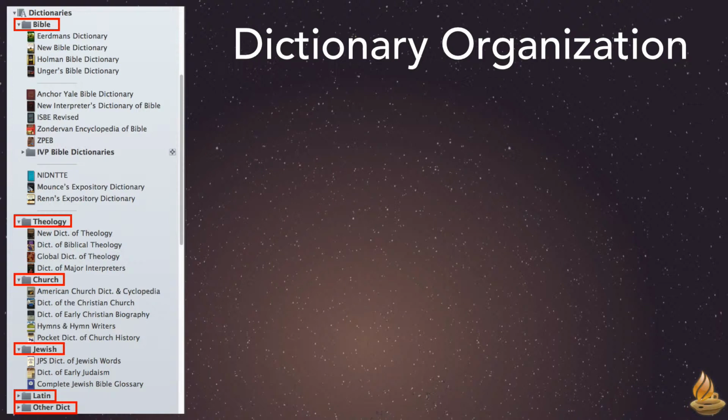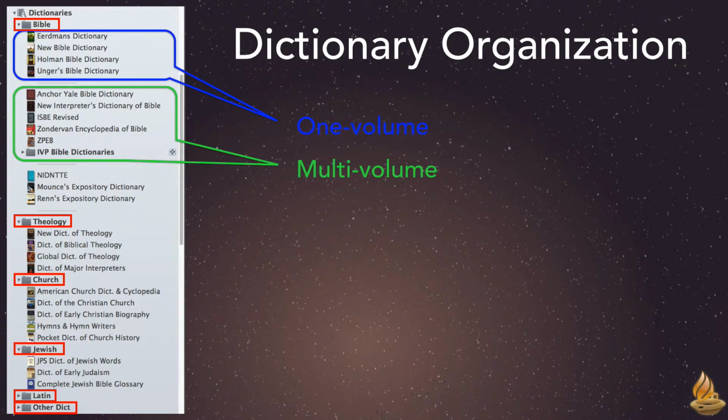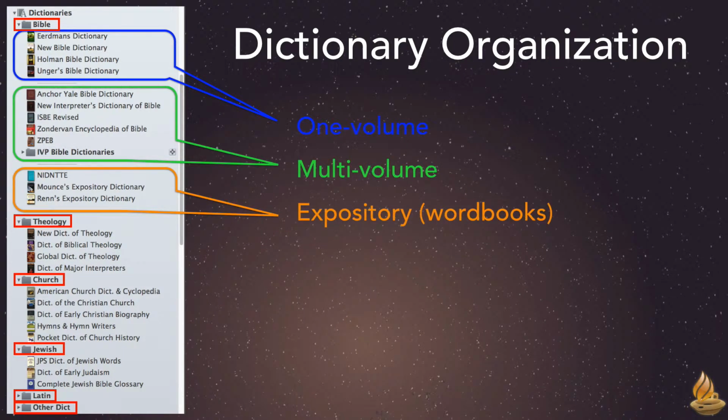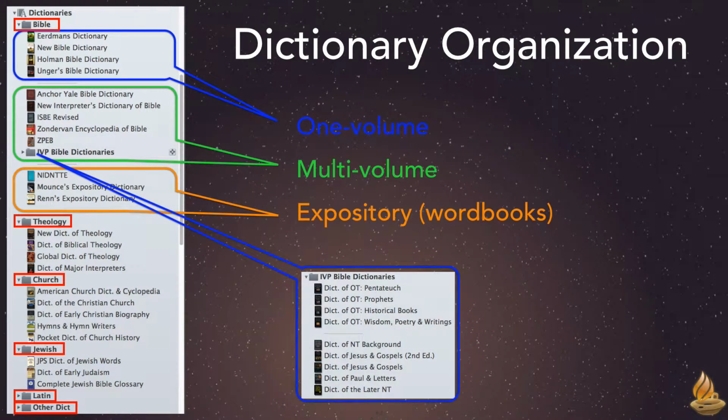I then divided the largest group, my Bible dictionaries, into 3 categories, and separated them by dividers: one-volume Bible dictionaries, multi-volume Bible dictionaries, and expository dictionaries or word books. The IVP multi-volume dictionaries, which are outstanding, each cover only a section of Scripture. So I placed them in their own subfolder and organized them canonically.